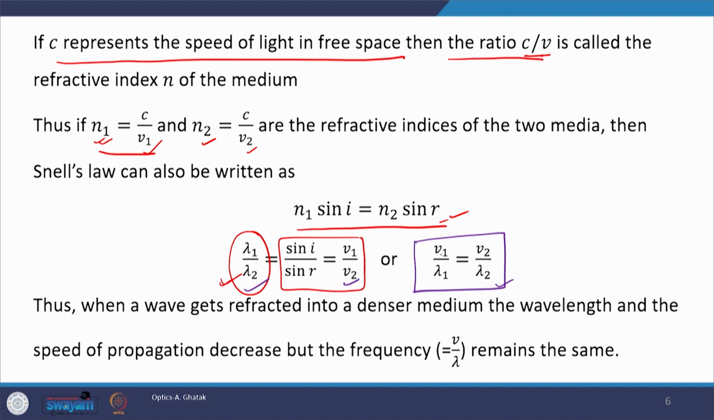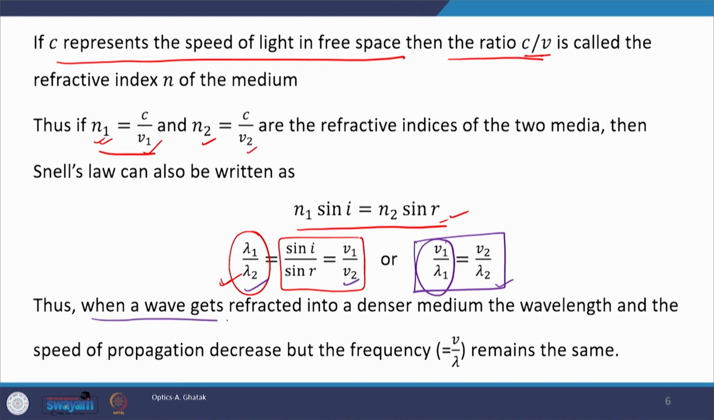But lambda changes when you go from one medium to another medium; lambda changes as well as V also changes. When we go from one medium to another medium, lambda changes and the velocity also changes, but the ratio of the two does not change. Therefore, this ratio must be representing some important parameter. What is that parameter? Let us see.